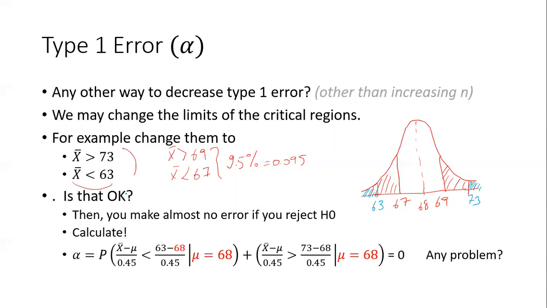So let's see what that is. If you calculate this shaded area, it turns out that it's practically zero. So there's no error if you reject H0. Again, alpha is the probability of type 1 error, and this is equal to the probability of rejecting H0 given that H0 is true. So alpha is just equal to 0.